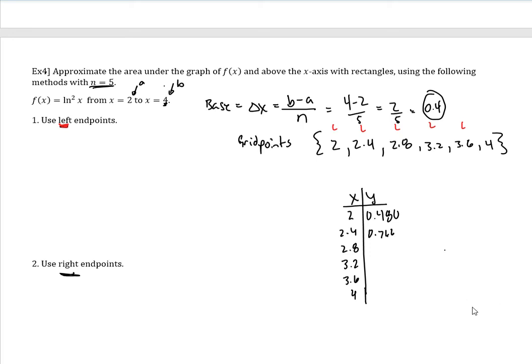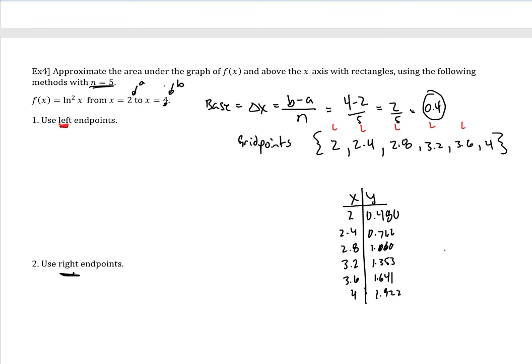0.766 is the next one. 1.060 is the third. And then we have 1.353 for the fourth. And then 1.641. And then for the fifth one, for x equals 4, we have 1.922.